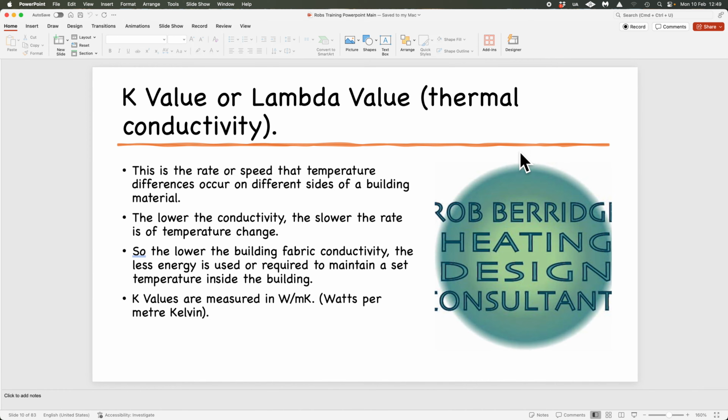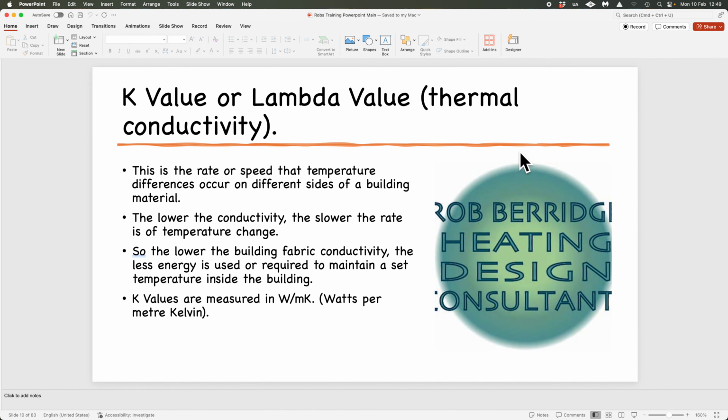But conductivity and K value, this is the rate or speed that temperature difference occurs on different sides of that building material. So conductivity is how quickly the energy moves through the building. So we actually want the opposite of the R value number. We want the lowest possible conductivity value that we can. So the lower the conductivity, the slower the rate of temperature change. So this is very, very important.